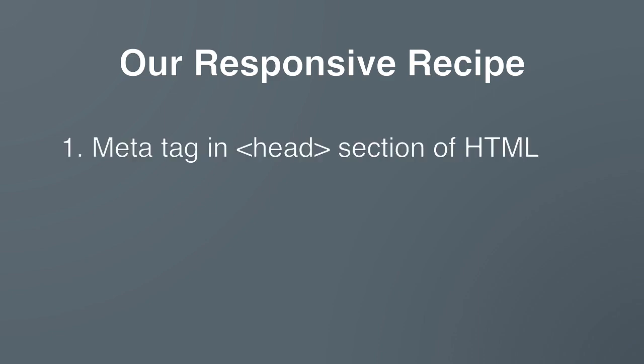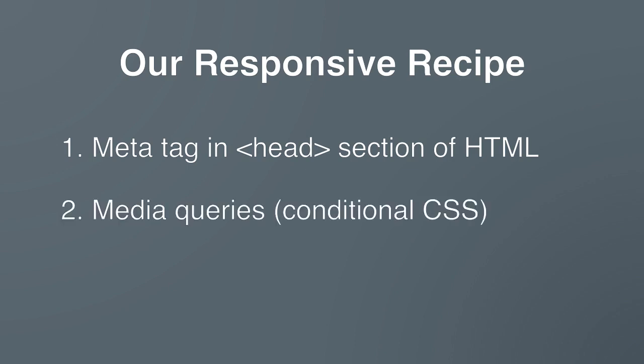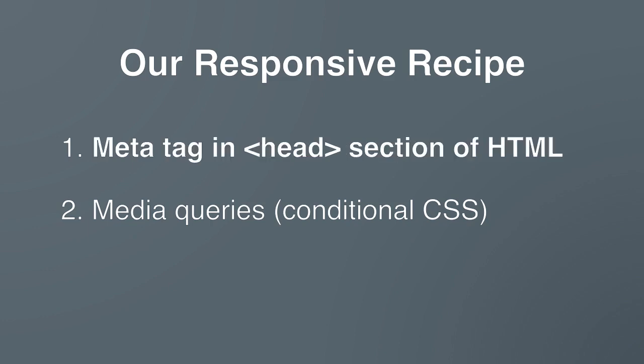The first ingredient is a meta tag that we will add to the head section of our HTML code. And the second ingredient is known as media queries, which is a fancy way of saying that we can tell our CSS to only run in certain scenarios or for certain screen sizes. So let's begin with the first ingredient in our recipe, the meta tag.